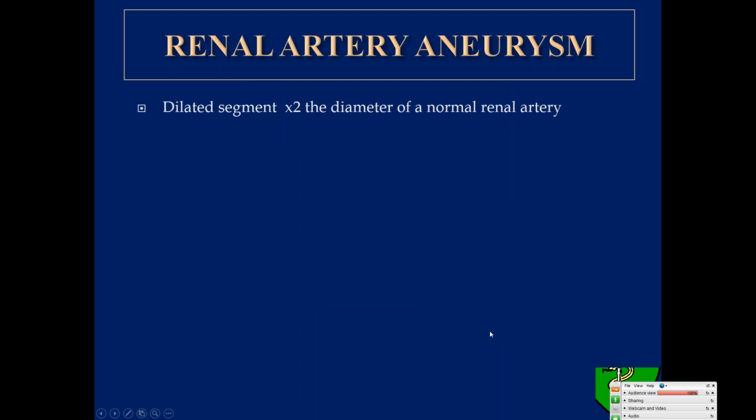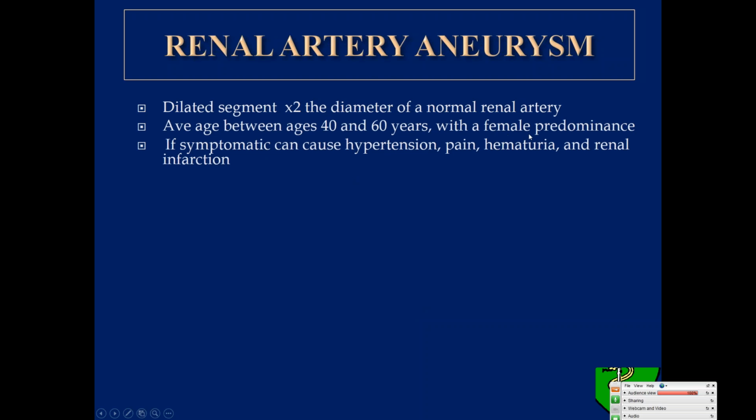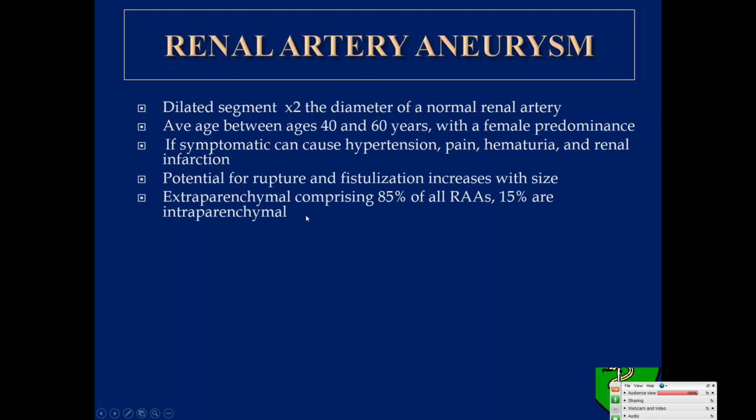So renal artery aneurysms are not as common as you would think, but usually represent a dilated segment that is at least twice the diameter of the normal renal artery. Average age is 40 to 60 years old with a female predominance, and that's because the majority of patients who have this have FMD. If they're symptomatic, they may present with hypertension or pain or hematuria and renal infarction, and they have a potential for rupture and fistulization when they increase in size.